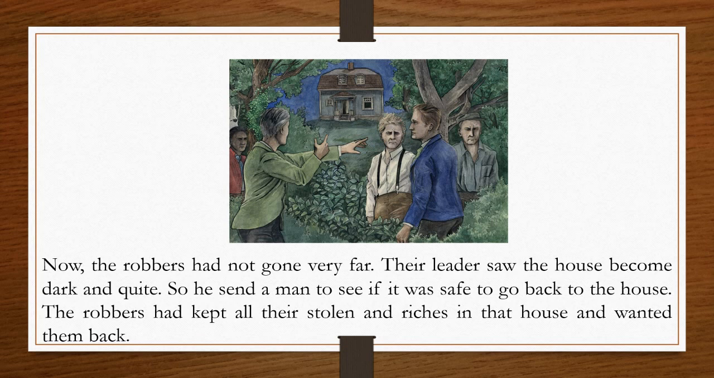Now students, the robbers had not gone very far. Students, in every class, there is a monitor or the class leader. In a similar way, the robbers also have their leader. The leader saw that the house became dark and quiet. So he sent one of his men to see whether it was safe to go back to the house. The robbers had kept all their stolen jewelry, money, and other riches, which they had stolen from other people, in that house, and now they want it back.